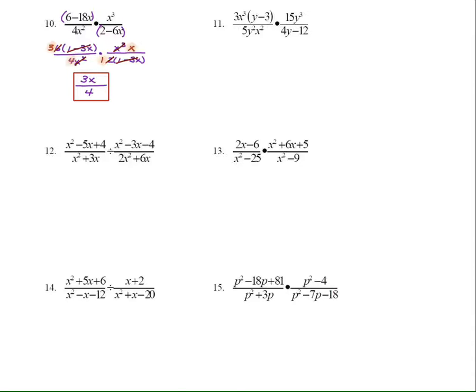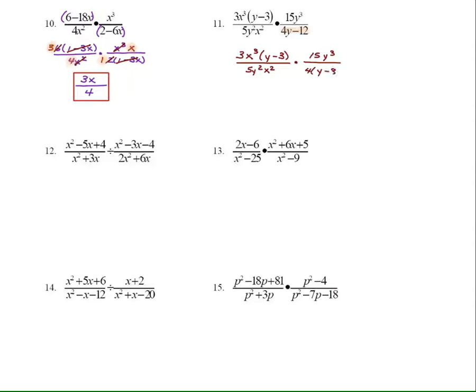Number 11, I have a rational expression times a rational expression. The numerator of the fraction on the left is actually already factored. There's nothing I can really do to that at this point. But the denominator of the fraction on the right isn't. So I'm just going to think about factoring or reducing each part as much as possible.